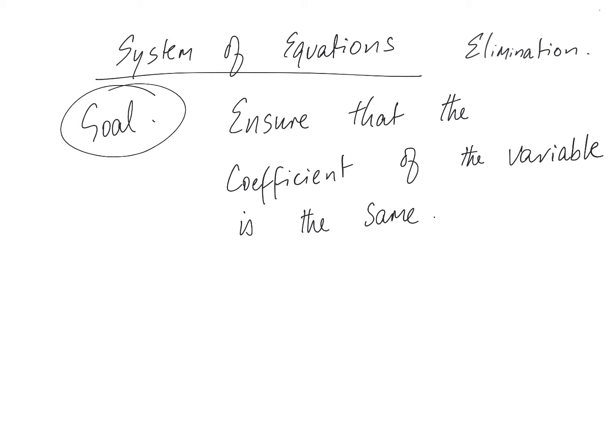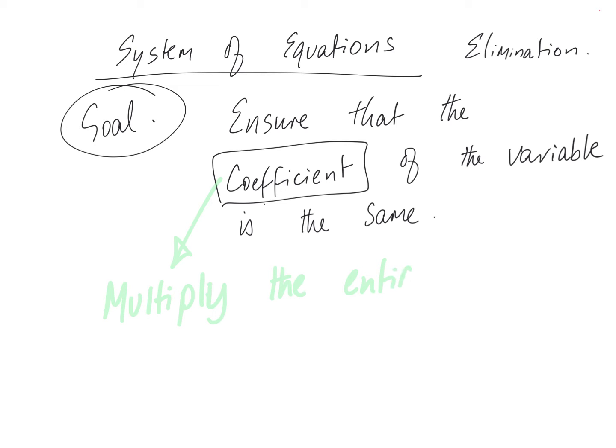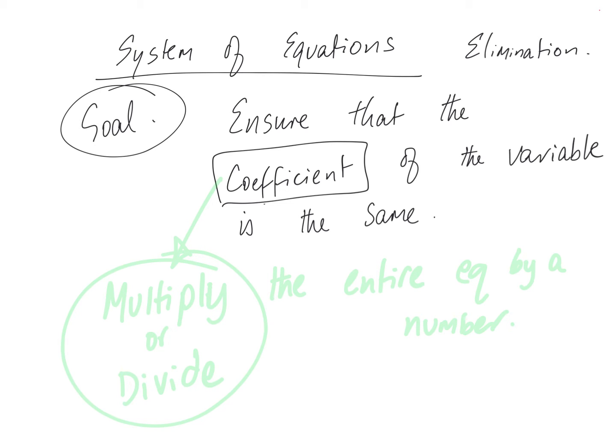Now, how can you do that? So the most efficient method is to use multiplication or division. So multiply the entire equation by a number, or divide the entire equation by a number. So that's the main aspect, or the main intention, to accomplish this goal of making the coefficient of the variable the same. So let's see an example.